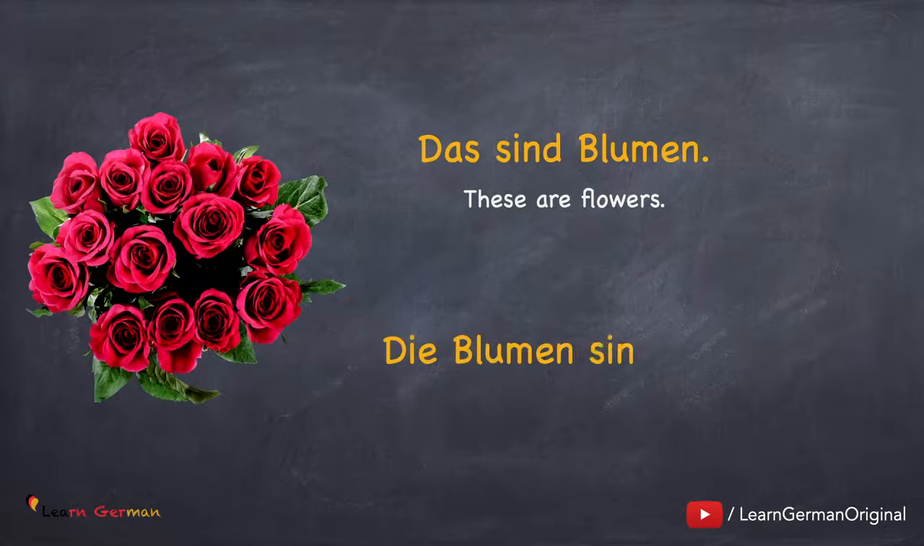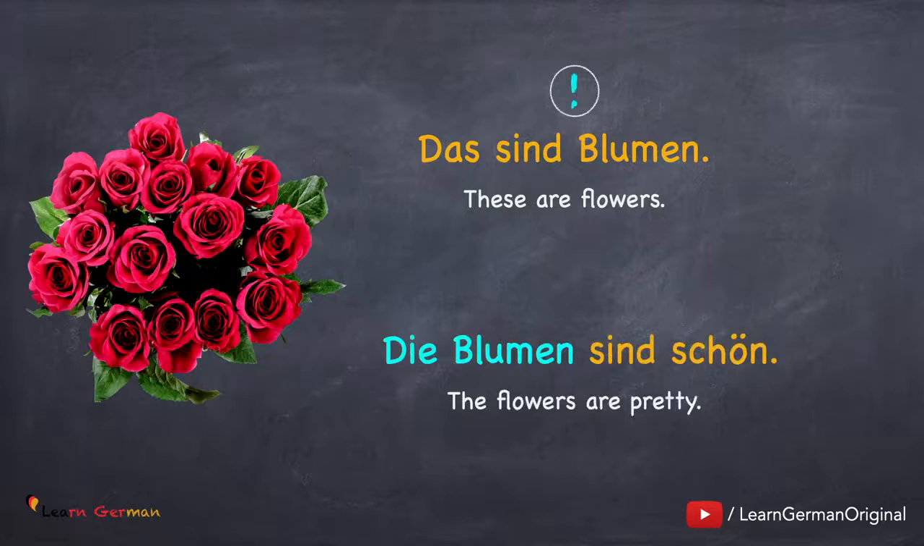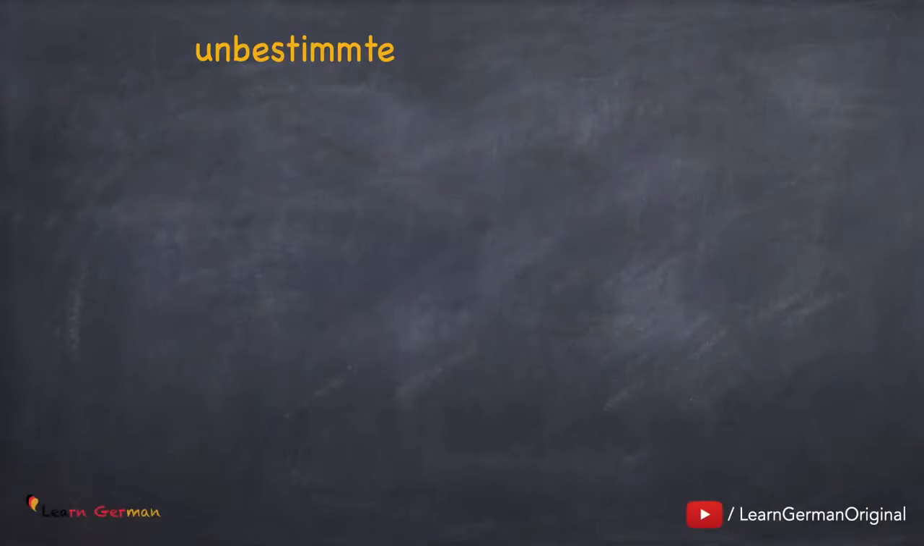Das sind Blumen. Die Blumen sind schön. Now, since Blumen are in plural, you can't say eine or ein. Hence, in the case of plural, there is no unbestimmter Artikel. But when the article is negative, then the plural has an article. But this we will be learning in the next lesson. So let's see what we have just learned.